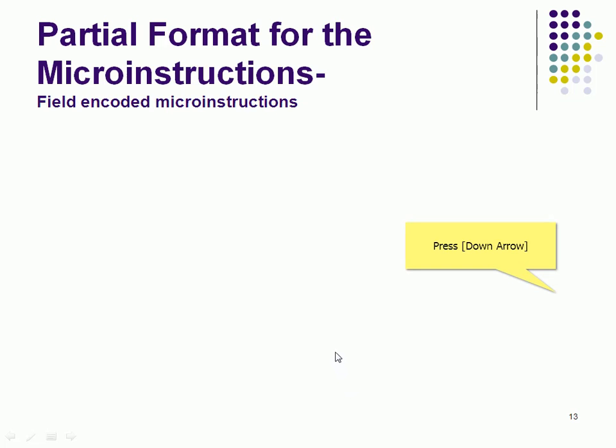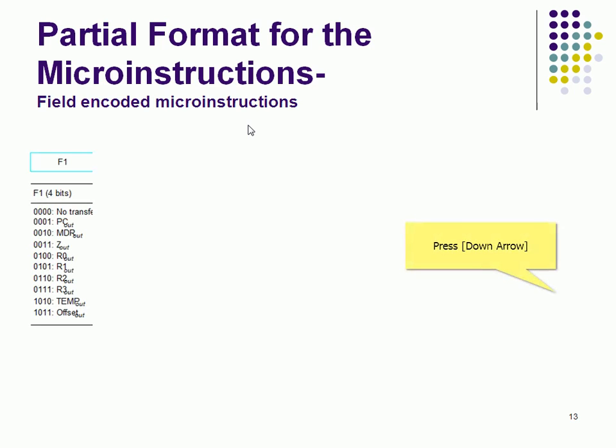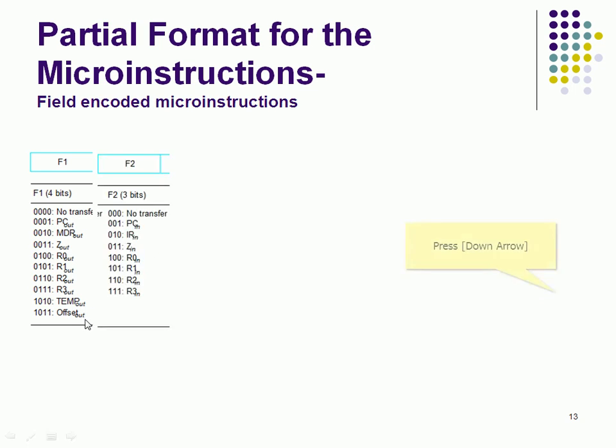Partial format of the micro instructions, field encoded micro instructions. So there is a format saved there: F1 is 001 PC out, 010 MDR out, 011 Z out, R0, right? 1011 offset out, and so on. That is format 1. Similarly, format 2 has a 3 bit format.